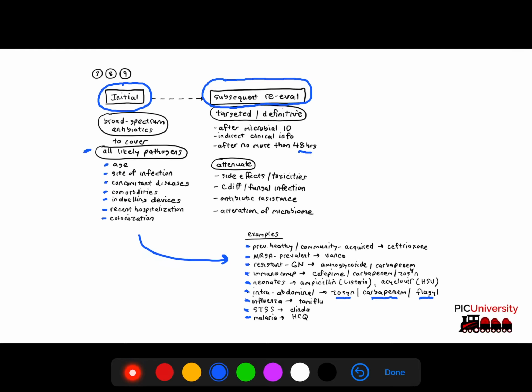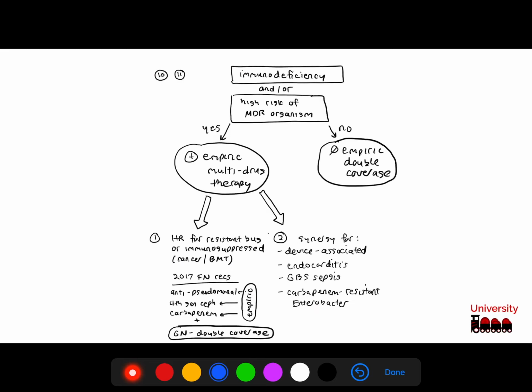And the reason for that is that we're trying to attenuate the side effects and toxicities that go along with the antibiotics that we use, such as nephrotoxicity. We're trying to limit the development of C. diff or fungal infections in these patients. Also, globally, thinking about antibiotic resistance and the development of that. And then there is concern that the alteration of the microbiome by antibiotic regimens can have significant impacts upon pediatric patients.